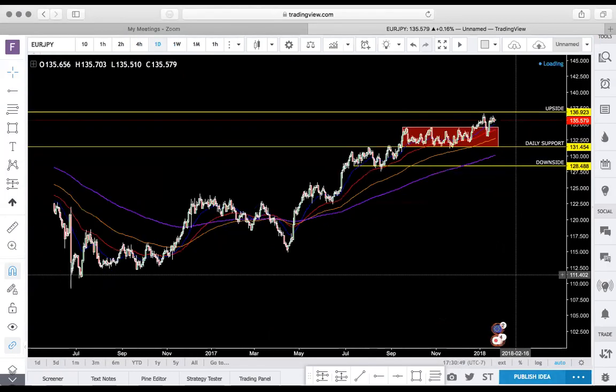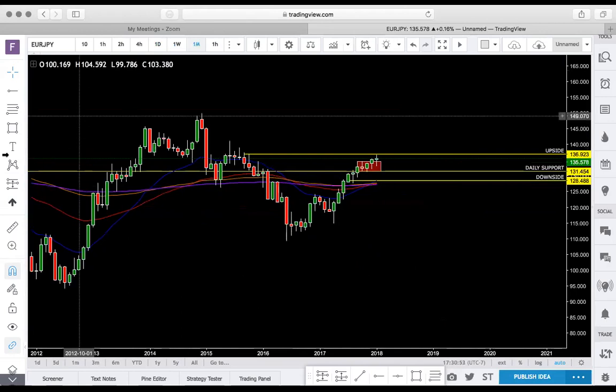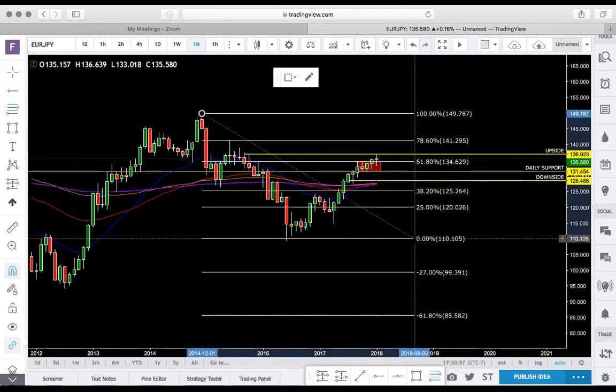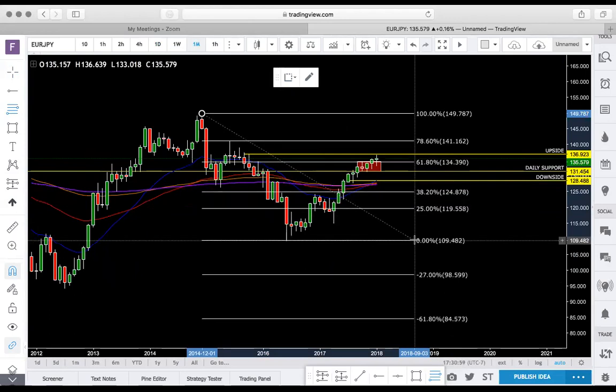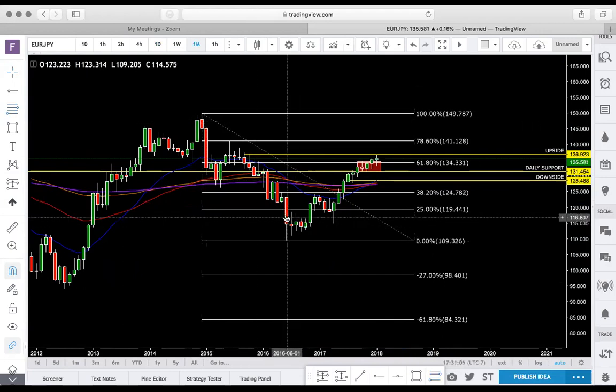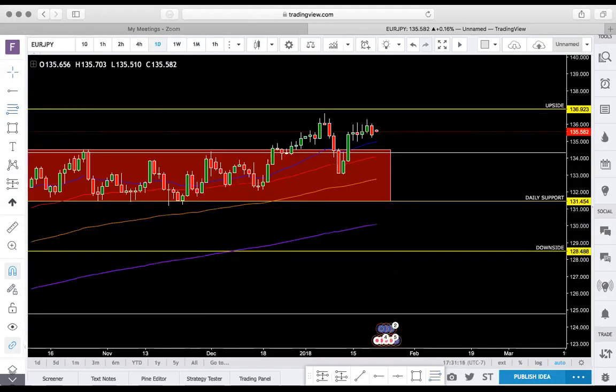Let me take a look here on the monthly time frame at what the next target could be. If you pull a fib from high to low, that's interesting right there. On a monthly time frame, if you pull from September 2014 connected to June of 2016, you'll see that the 61.8 comes in at 134.331. So that could be a support area.